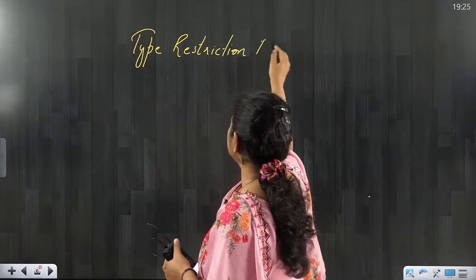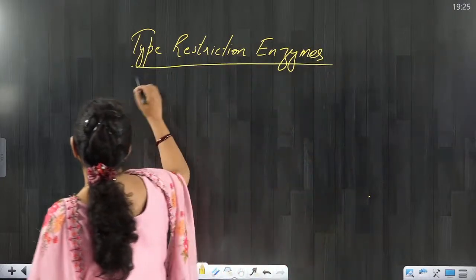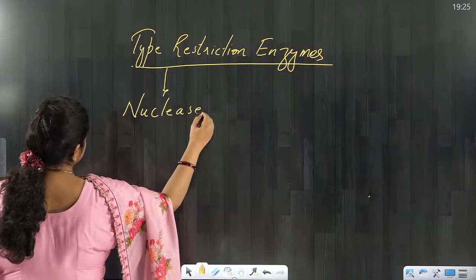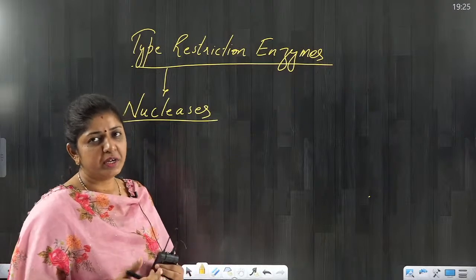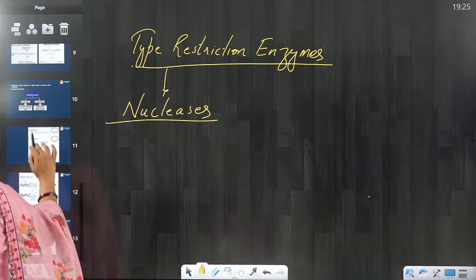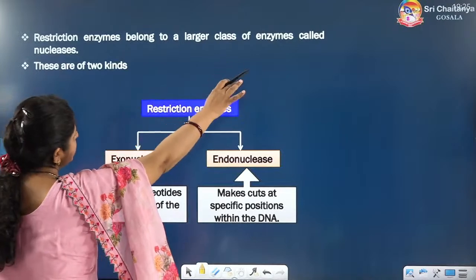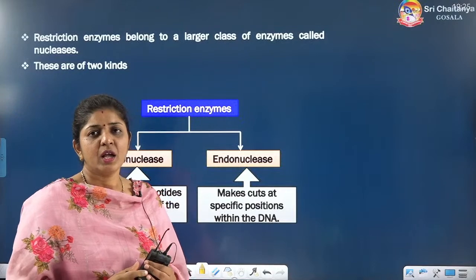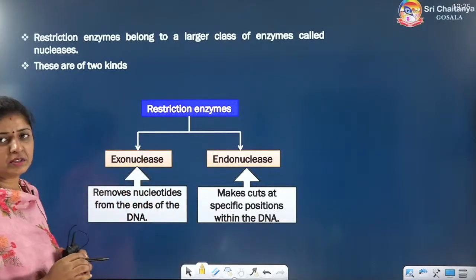Basically the restriction enzymes are of two types, and first of all they come under the category of the nucleases. A major group of enzyme, the heading we are giving, nucleases. What are its two types? Exonuclease and endonuclease. So restriction enzyme belongs to which class of enzyme? Nucleases, which come under hydrolases actually. So two types here are exonuclease and endonuclease.